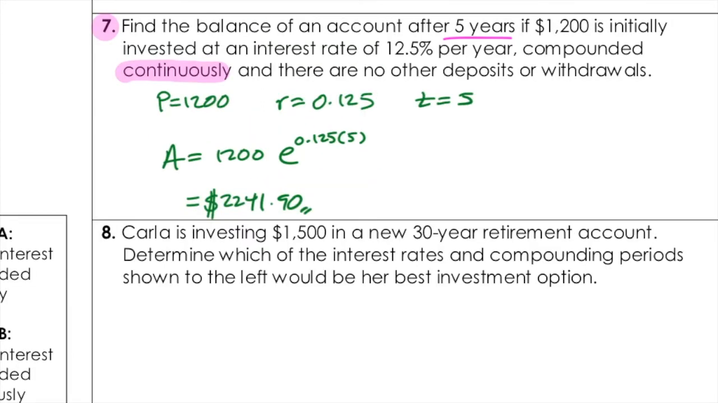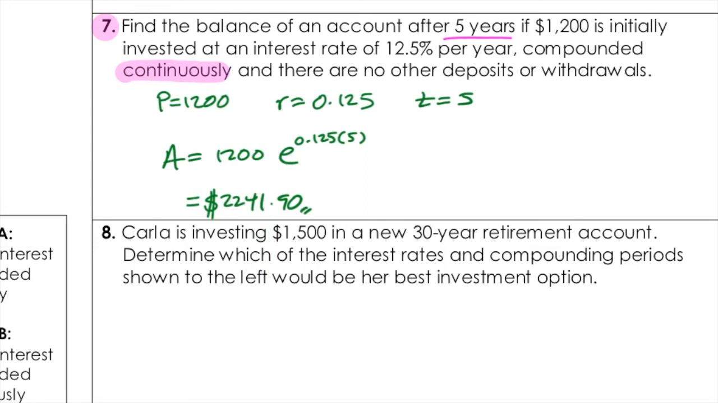So number 7, I have that P equals 1,200, R is 0.125, and T equals 5, right? It's continuous, so we're using this formula. So you should have at the end 2,241 dollars and 90 cents.